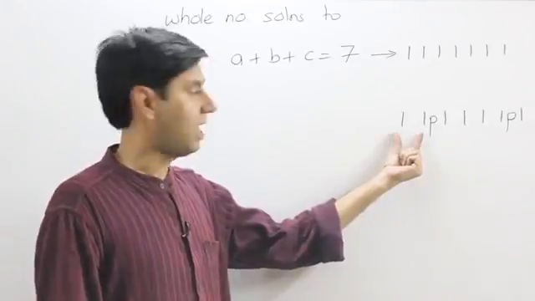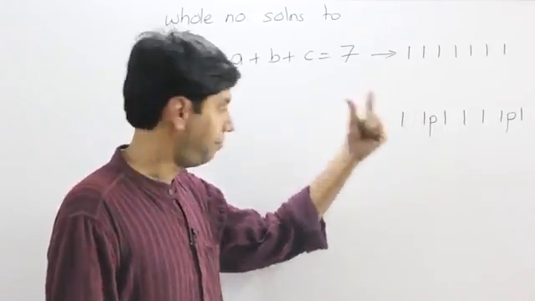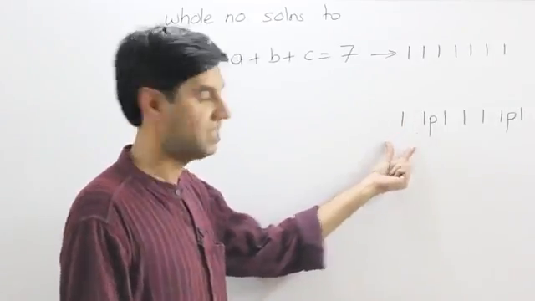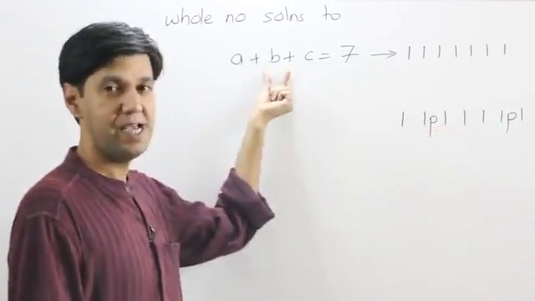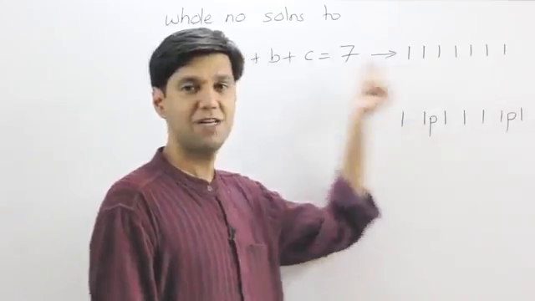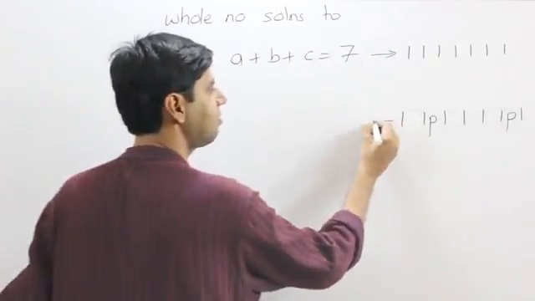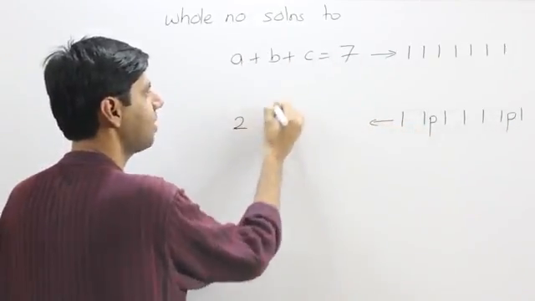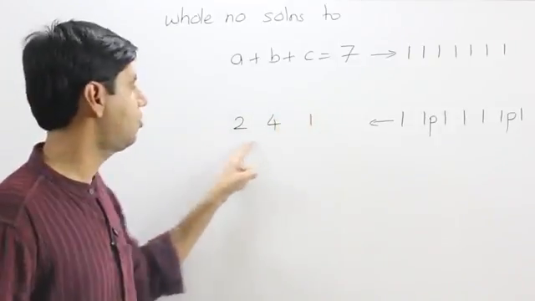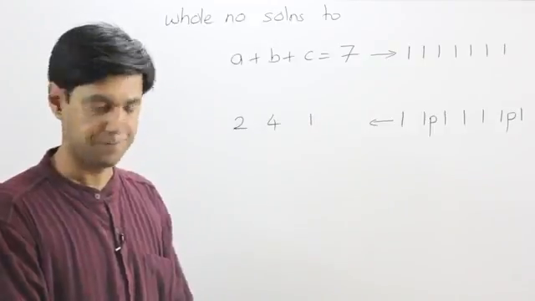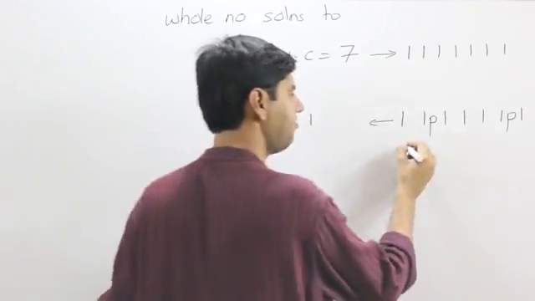Anything before the first partition is given to A, that between the 2 is given to B, and that after the second one is given to C. So this results into a solution of A gets 2, B gets 4 and C gets 1, and we ensure that the summation of it is 7. Let's take another way of partitioning.